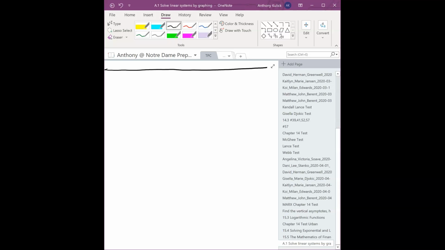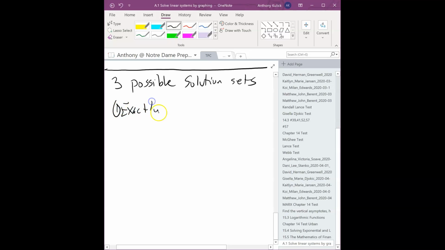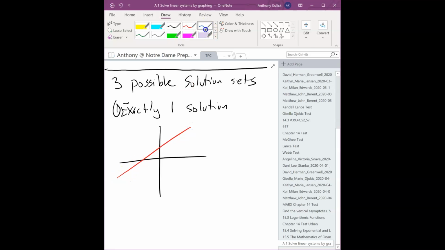So if I look at the 3 possible situations when we solve, there are 3 possible solution sets. The first is what we've seen above, when we get exactly 1 solution. And we've seen what this looks like. We just have 1 line for each equation. They intersect at 1 point. And that's it.